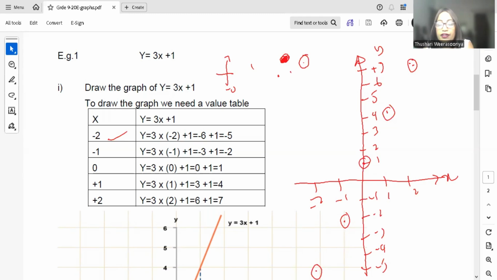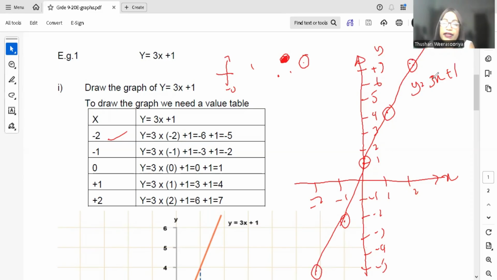Right. Now you draw with the ruler, join. I'm not drawing it to the correct scale. There you write the name of this: y equals 3x plus 1. That's how you draw the graph, right?